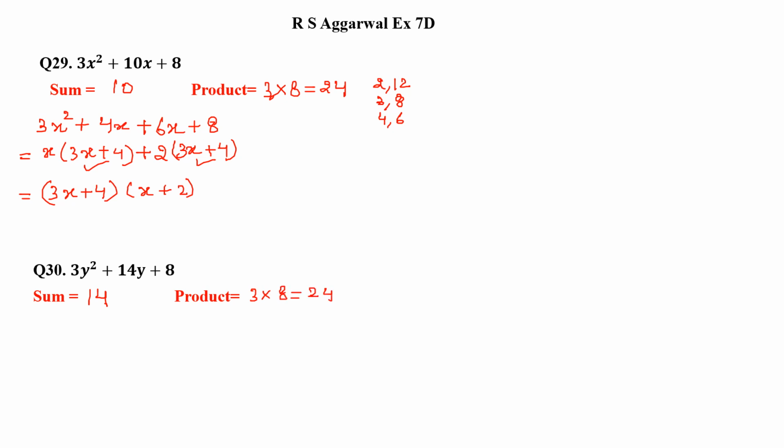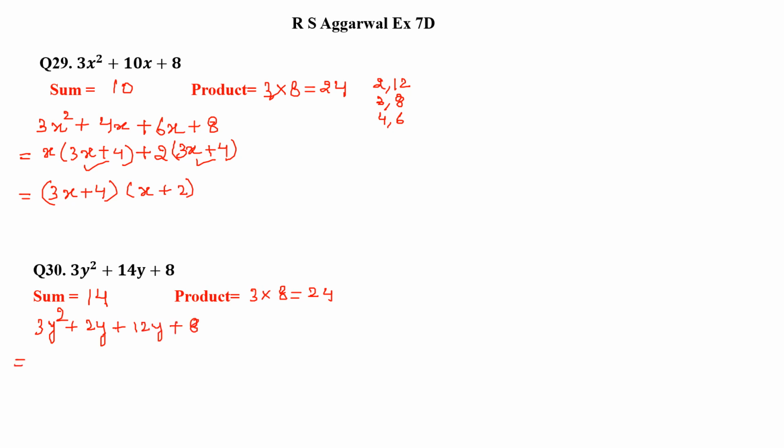Now for the same number only, you have seen on the top I have written the options. So from here only we can see, first is 2 and 12. So product is 24, and if I add it, I am getting 14. So it means I have to split the middle term as 2y plus 12y. So I will write 3y square plus 2y plus 12y plus 8.